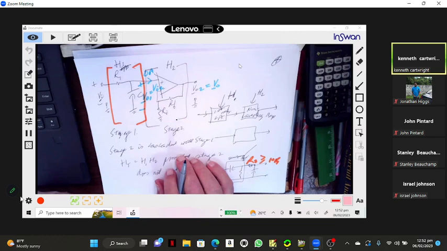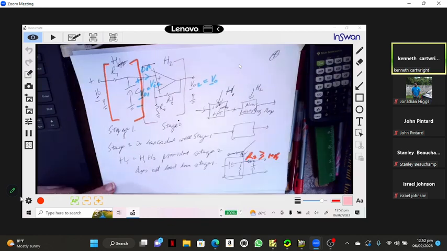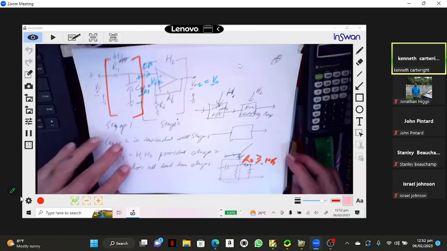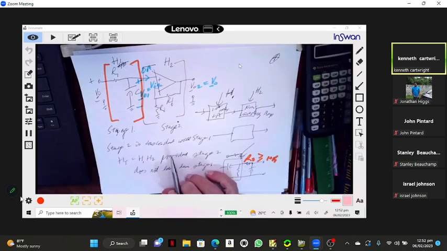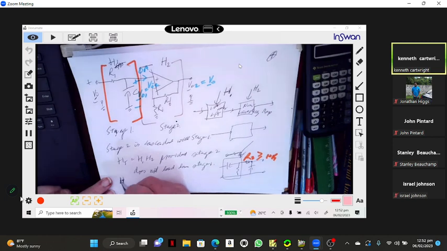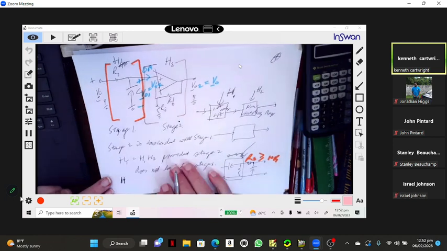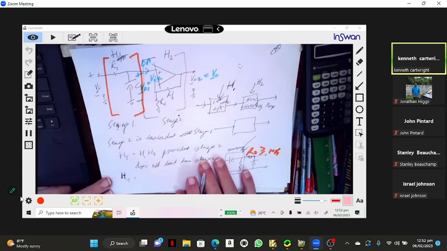That being the case, then the overall transfer function is the product of the transfer functions. What's the transfer function of stage 1?